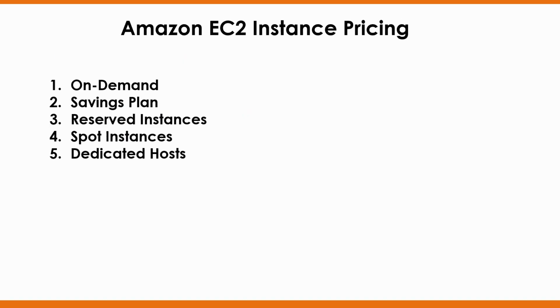Now let's see the Amazon EC2 instance pricing. We have 5 different EC2 instance pricing models. The first one is on demand, second is savings plan, third is reserved instances, fourth is spot instances, and the fifth is dedicated host. So let's see each of these instance pricing options one by one.